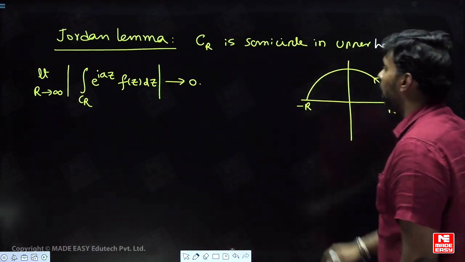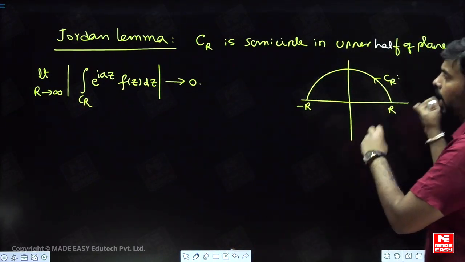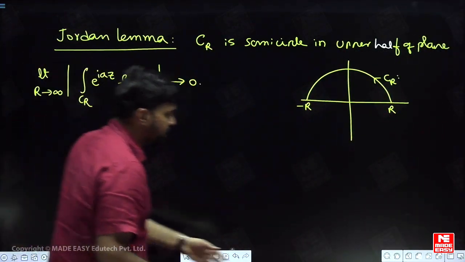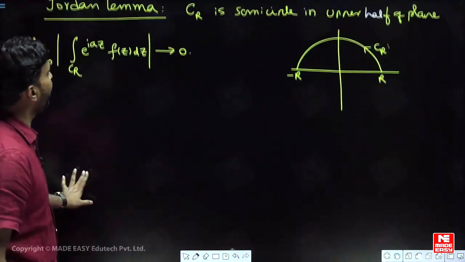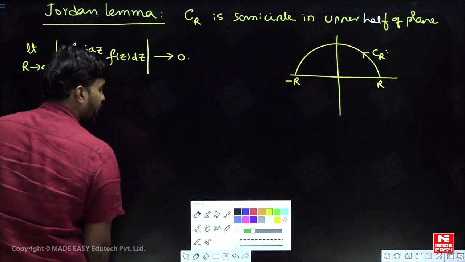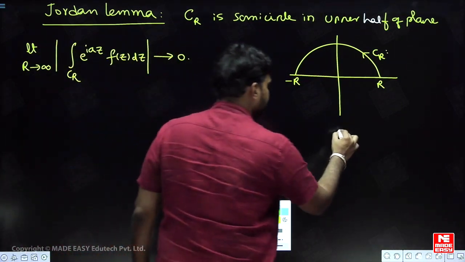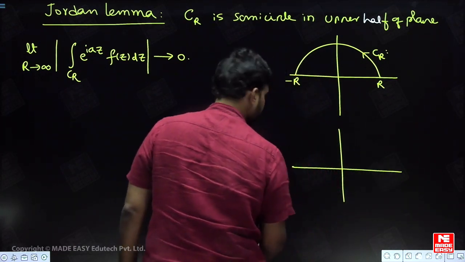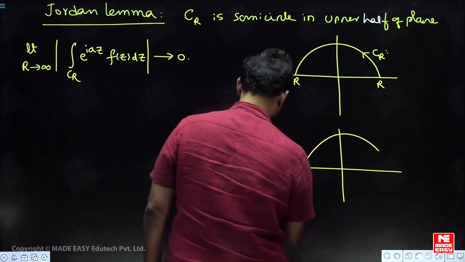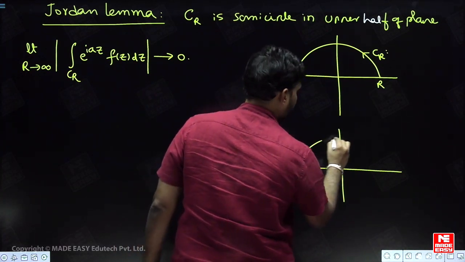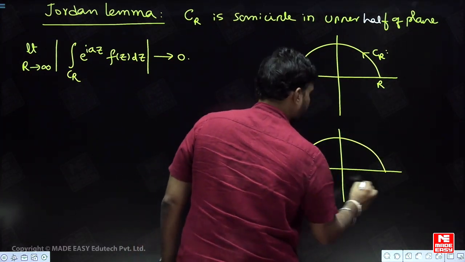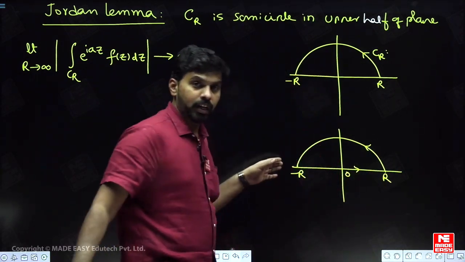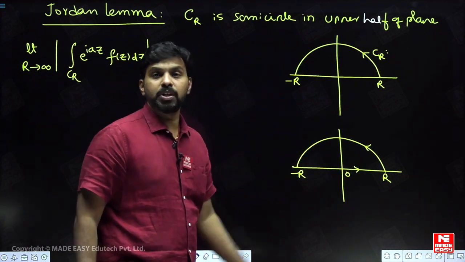Let's see that here. I am going to apply this Jordan lemma as it is to that integral. So how this is going to be used, let's discuss. Now we are considering a closed contour which consists of the real axis along with the semicircular arc.